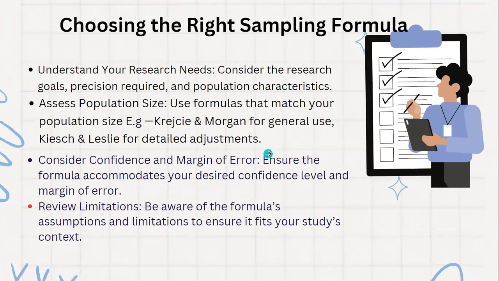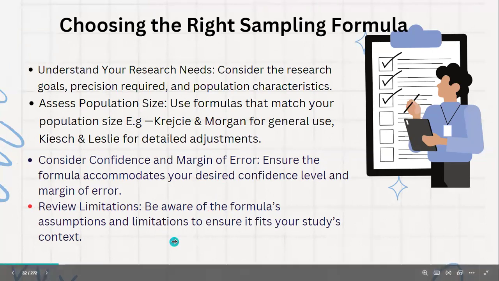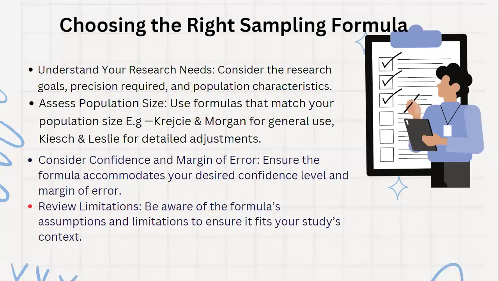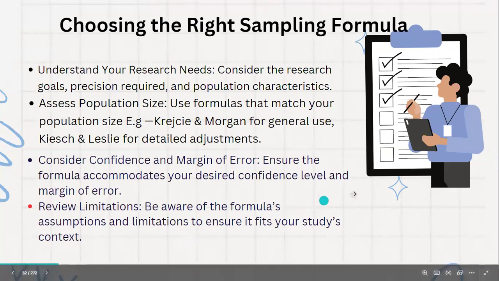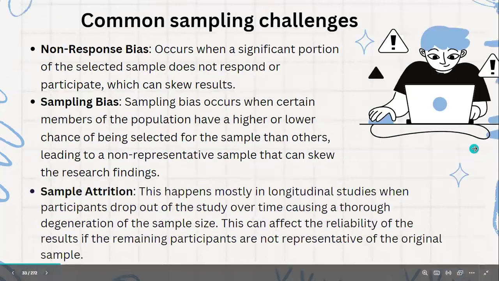So how do you choose the formula? You should understand your research needs. You should assess the population size, because for a bigger population size, you can use Krejcie and Morgan tables, which are very straightforward. You also need to consider your confidence level and then the margin of error. And then you also need to review the limitations of each of the formulas that you have chosen to use. Each of those formulas has a weakness and a strength. So you have to review, and then you can see which one you can use.